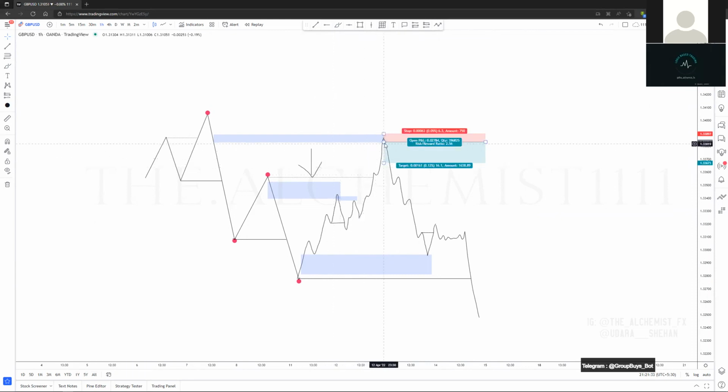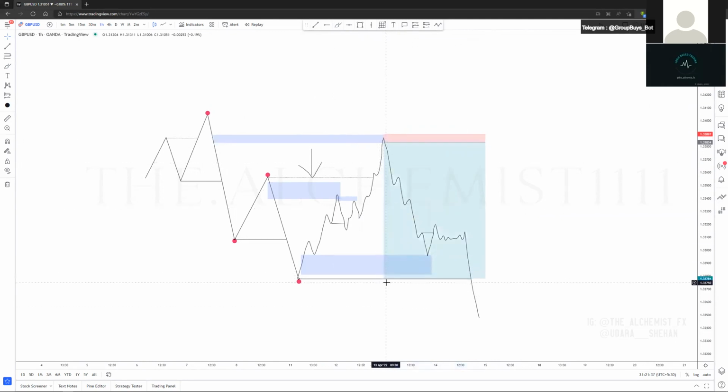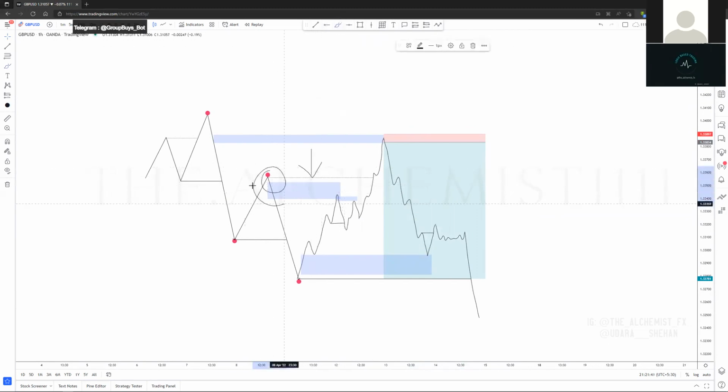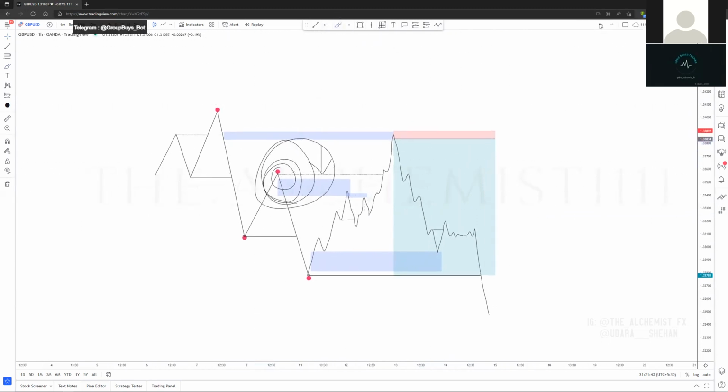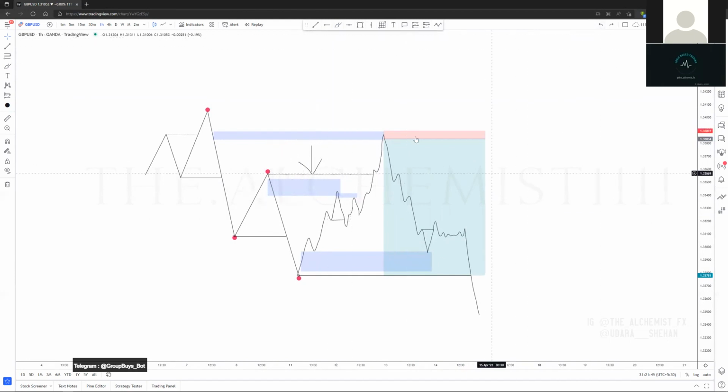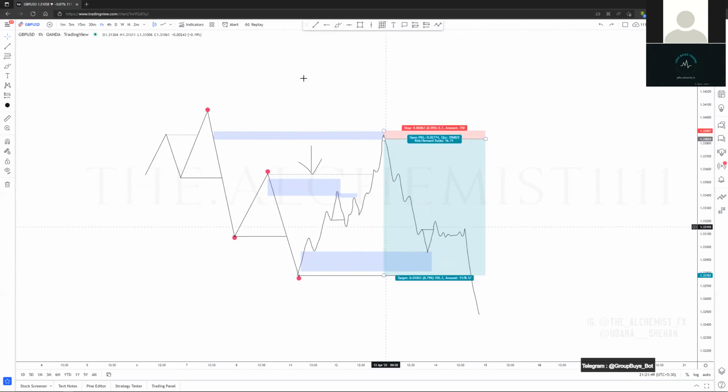You sell it here, this will be your target. This right here will be your target. Because why? The market was still bearish, and this right here was only an inducement. So something like that. Can you understand this scenario? I hope it's clear. And then, same thing in a bullish market.